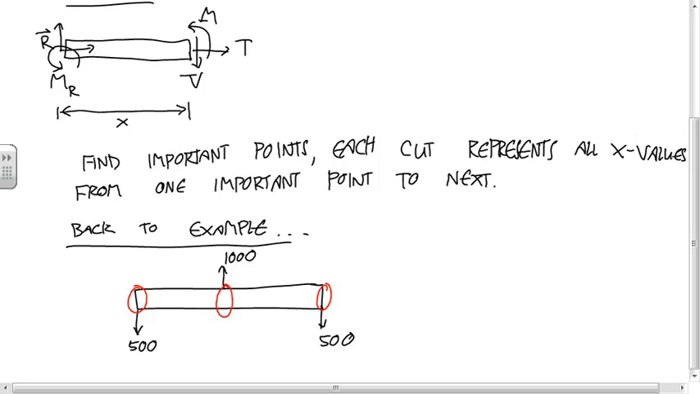And so we're going to have one cut that represents all the values here, x in the range from 0 to 0.5. And we're going to have one cut that represents all the x values in here, x from 0.5 to 1. Okay. So this is going to be cut 1. This is cut 2.